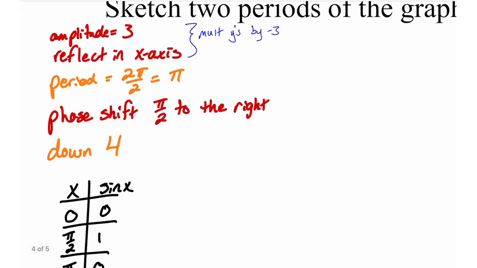Now, for the period, that is a horizontal dilation or a horizontal stretch or shrink. Since our period has decreased down to pi, that is a horizontal shrink, which means we're going to multiply the x's by a half. Or, of course, you can say divide all your x's by 2, but I just prefer multiplication. So that's going to shrink your graph horizontally. So that's what your period does.